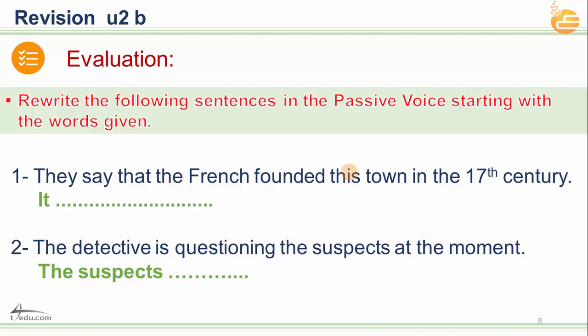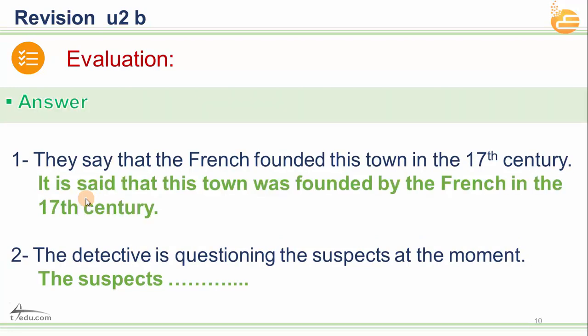Now let's do this in practice here. Rewrite the following sentence in the passive voice starting with the words given. So you have it. This is a given word. So let's see. They say that the French founded this town in the 17th century. So it is said that, okay, that is very easy. It is said that this town was founded by the French in the 17th century.